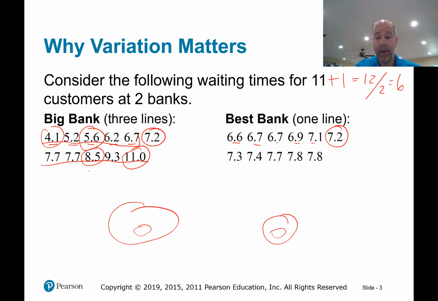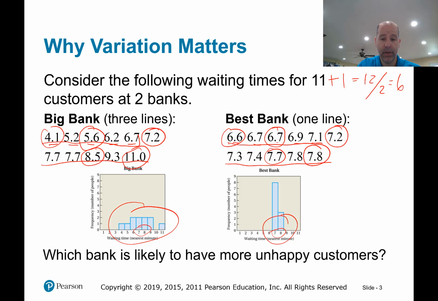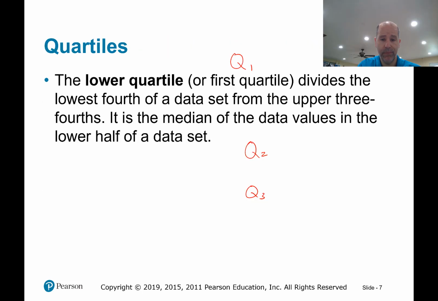So we do the same thing for best bank, right? So we take the lower half and we find the median of the lower half. And then we take the upper half, we find the median of the upper half. And now we find the minimum and the maximum, and we have our 5-number summary for best bank. And that's where those numbers come from. So let's go forward.